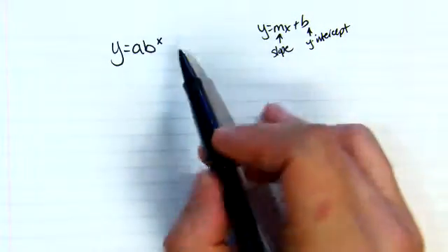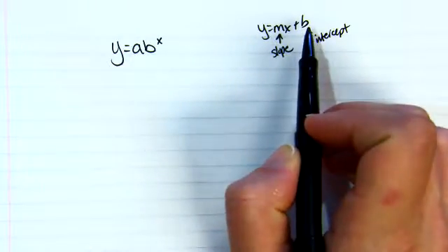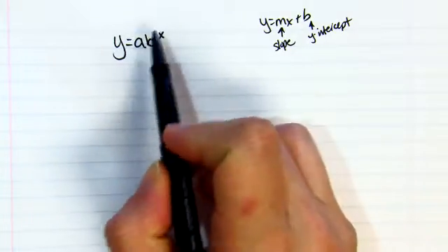stand for things also. I do not want you to be confused because there's a b here and there's a b here. Those b's do not mean the same thing at all. I don't know why they insisted on using the same letter. It's just part of math. So this b means something totally different.